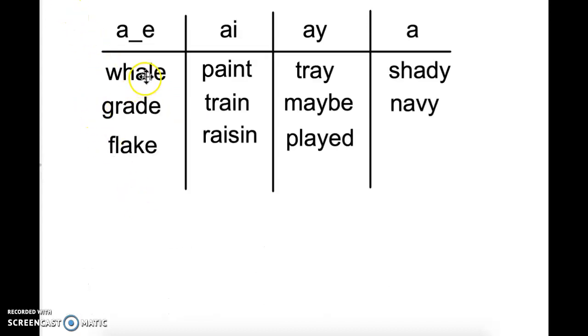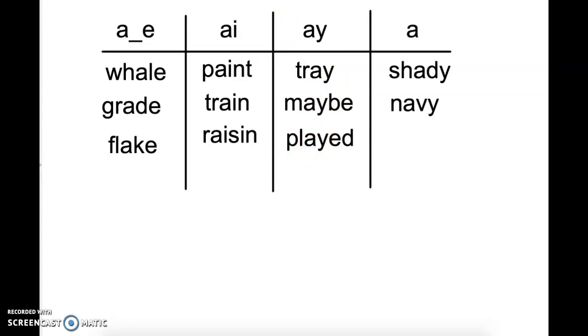So all of these words have the A consonant E. Whale has A, the consonant is L, and then it has an E. This one has an A, K, E. These all have the AI spelling pattern. Paint, AI, train, AI, raisin, AI. These have the AY. AY for tray, AY for maybe, and AY for played.